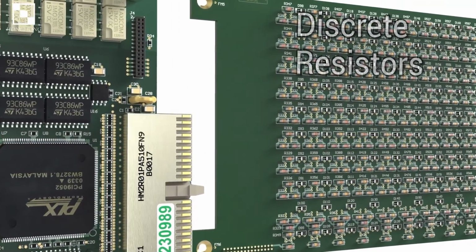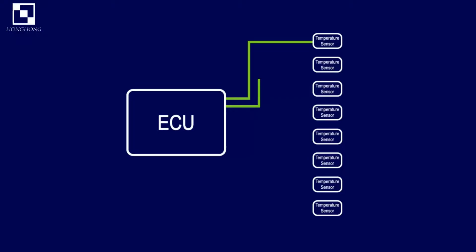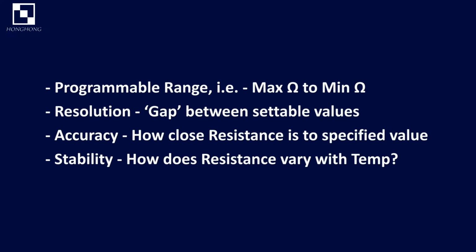So, what should you consider when selecting the correct type of programmable resistor for your application? First of all, you need to identify the application for which it's going to be used. For example, it may be temperature sensors connected to an ECU. Then you have to consider the most important feature for your application. For example, it may be performance, number of channels, cost, and so on. With regards to performance, this could be broken down into programmable range, resolution, accuracy, or stability.